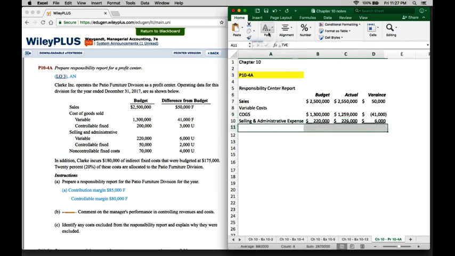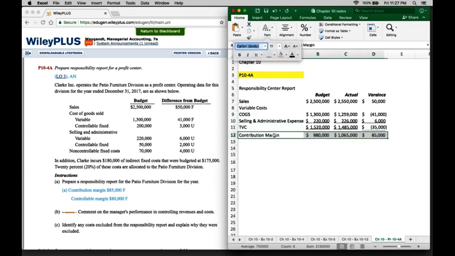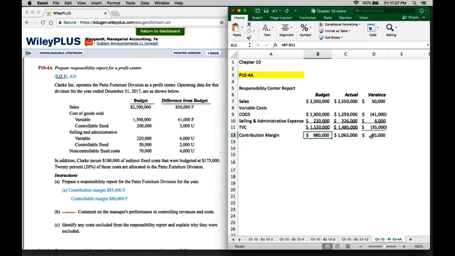And let's look at the totals for the total variable cost. Sales minus variable cost gives me the contribution margin. The contribution margin I have over here, the actual number is better than the budgeted number, so it's a favorable number over here. Now let me go to my fixed costs, the controllable fixed costs.